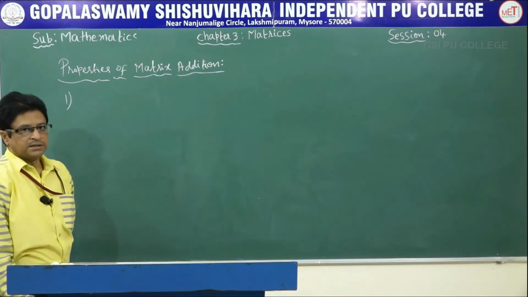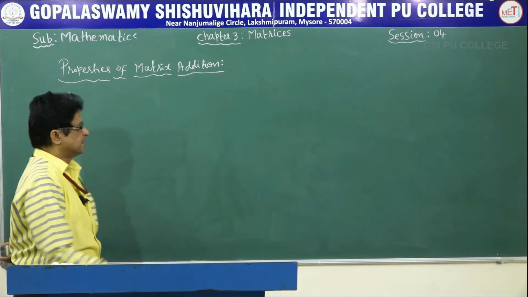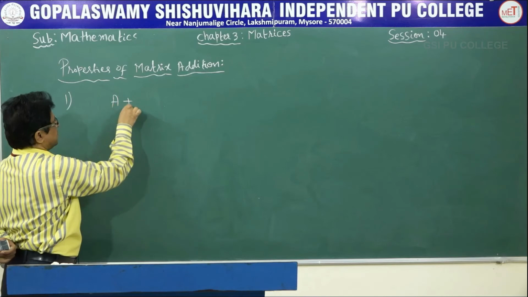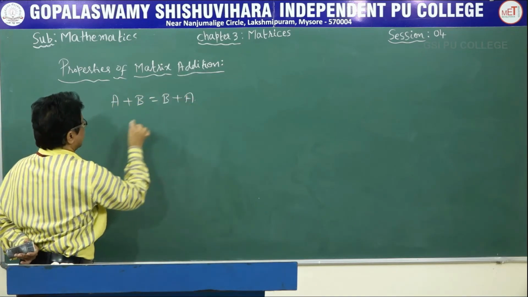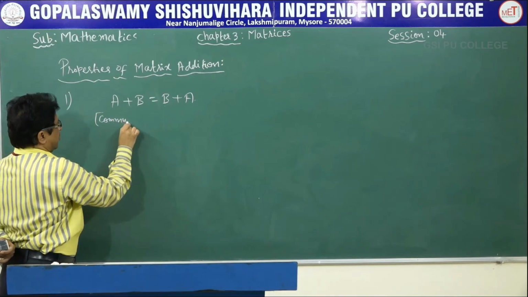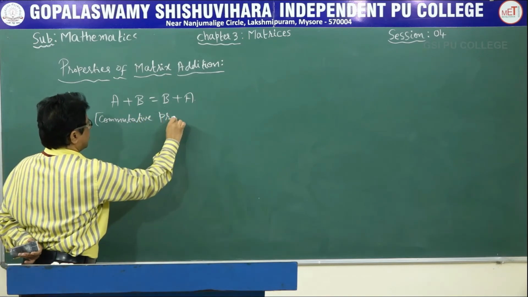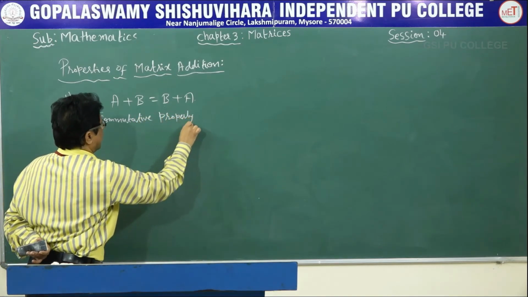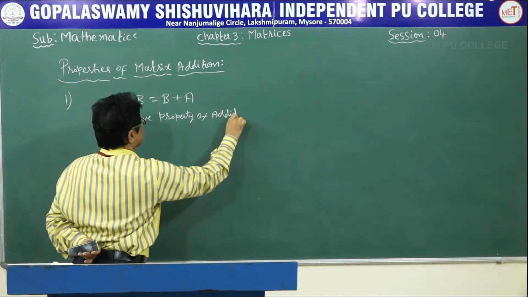First one is the commutative property of addition, that is A plus B will be always equal to B plus A. This is called commutative property. Commutative property of addition of matrices.